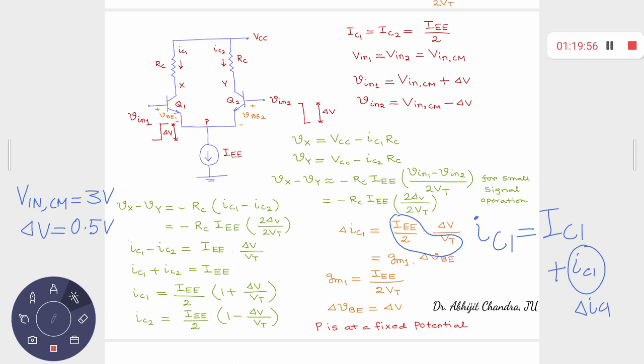Right? So for the analysis, what can I do now? If P is held at a constant, fixed potential, in the small signal model, what can I do? A constant voltage in a circuit is equivalent to what? You performed well in the MCQ examination. Constant voltage is equivalent to what?